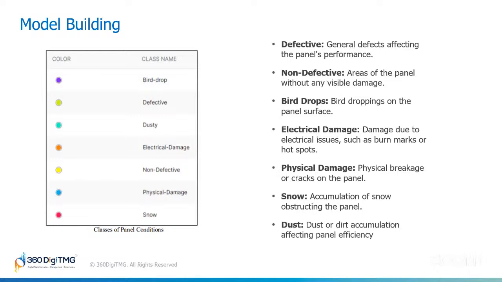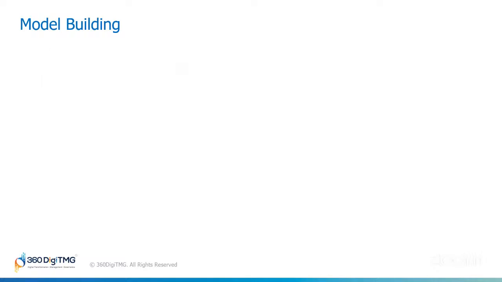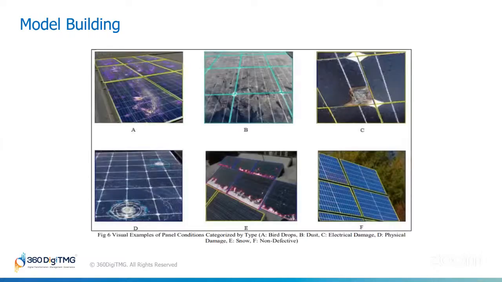So these are all the models, the classes we define in the project. Let me show some snippets of our classes. Can you see the picture that defines the bird drops? This was the snippet of bird drops on the solar panel, and we have the dust class.